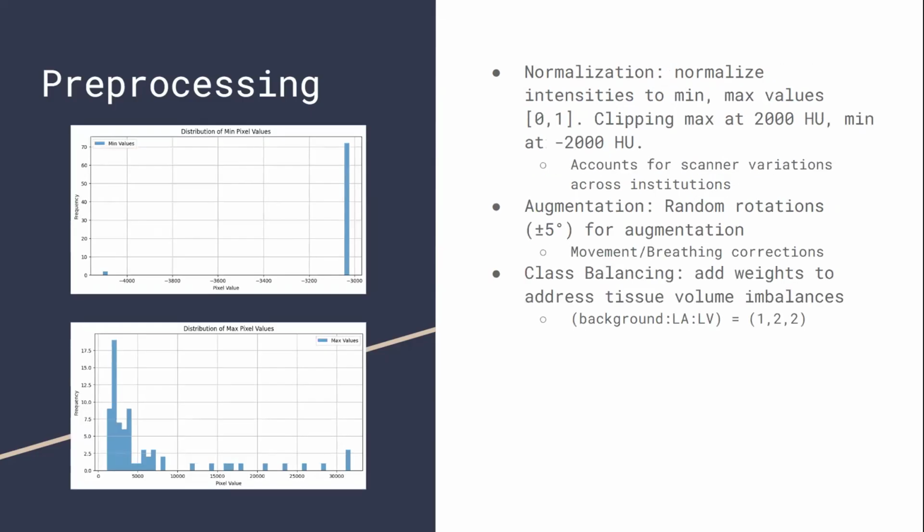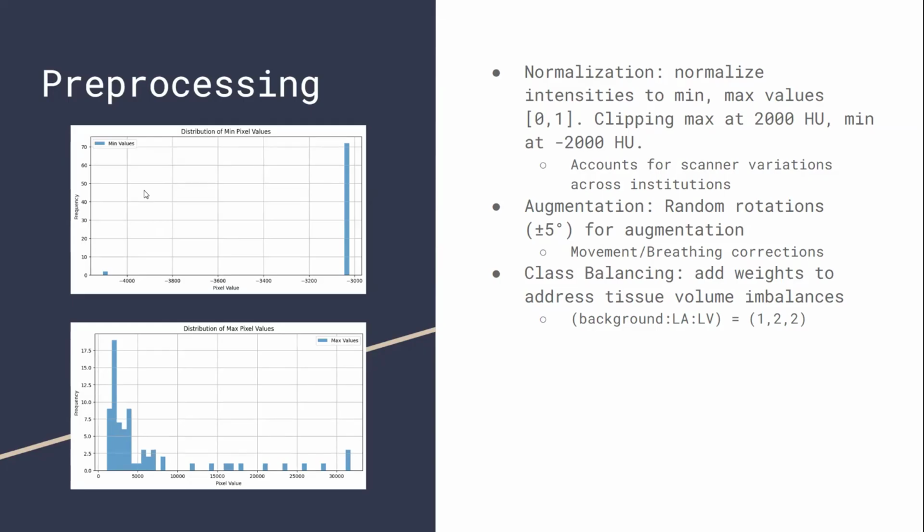In addition, there's additional pre-processing as well. Can I ask a quick question about that? Can you define what depth is? I'm not sure I understand. Depth is the z-axis of our images. Oh, number of slices? Yes.